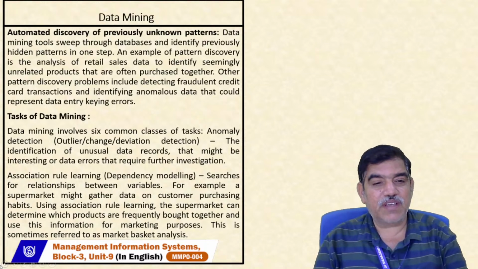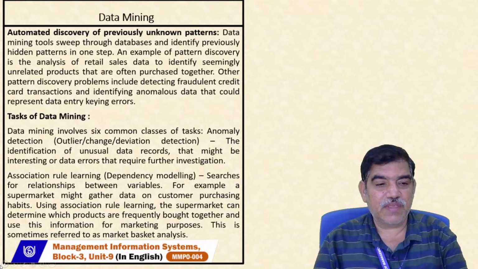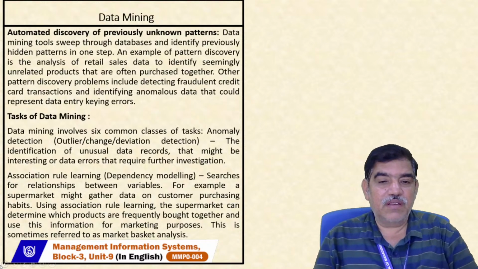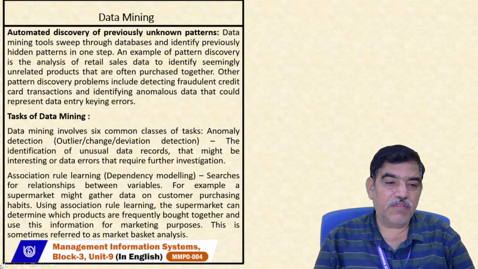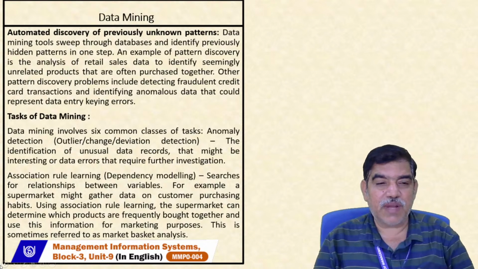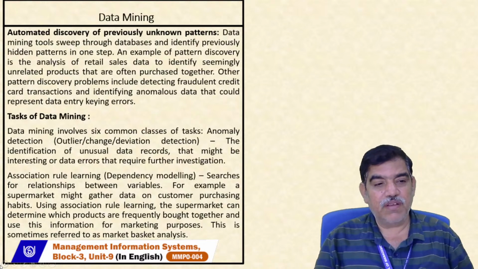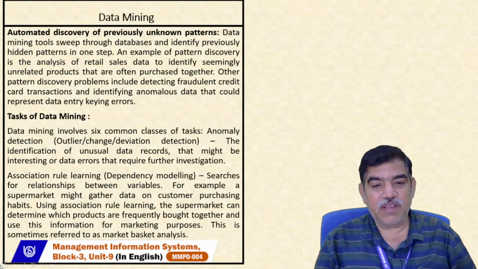Data mining involves six common classes of task: anomaly detection, that is the identification of unusual data records that might be interesting, or data errors that require further investigation. Association rule learning, that is, searching for relationships between variables.